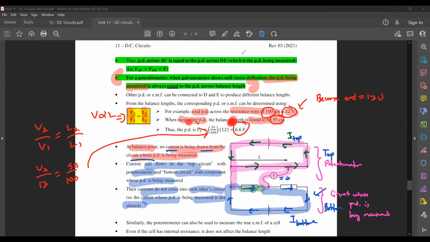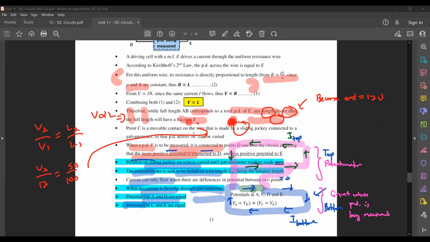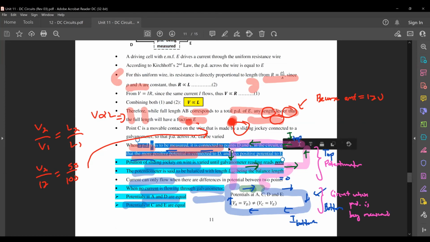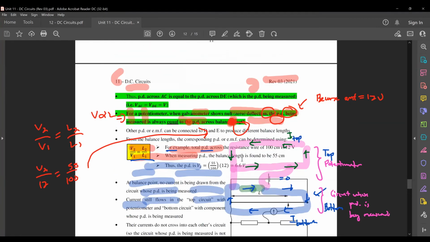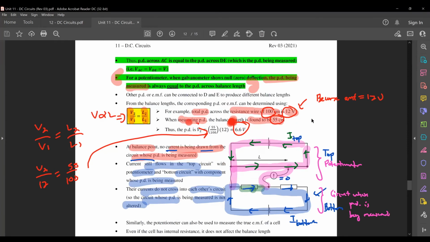Okay, so another thing I should add here was the part where you connect the positive and positive terminals together, negative and negative terminals together. Just now I said, when a PD is to be measured, connected to points D and E in the circuit, make sure the positive potential is connected to D and the less positive potential is connected to E. And there's a very specific way to connect your potentiometers with the circuit.